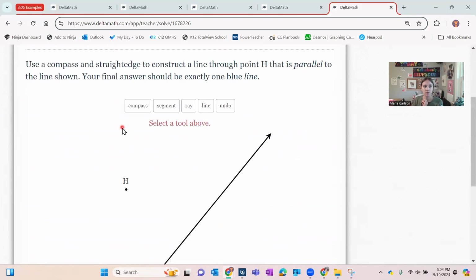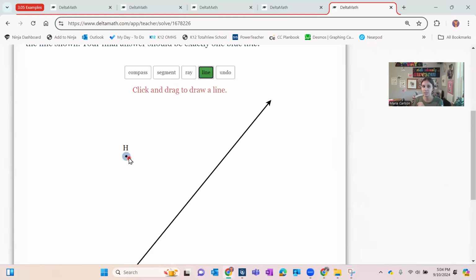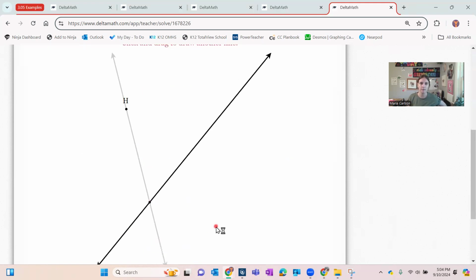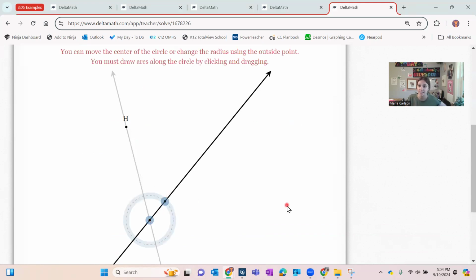So I am going to begin again by setting up a line that just intersects our original given line. So I'm going to draw a line through point H intersecting our original line. And now I'm going to click on compass, and I want the center of my compass to be at the intersection point of those two lines. And then I will extend to make the radius any length, and I will draw an arc that intersects that original line and the new line.